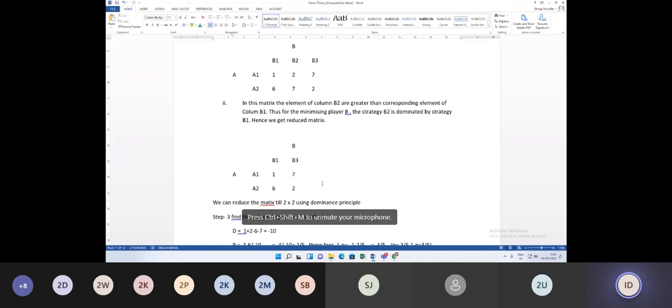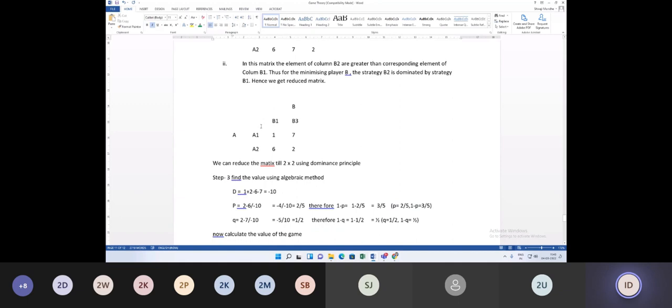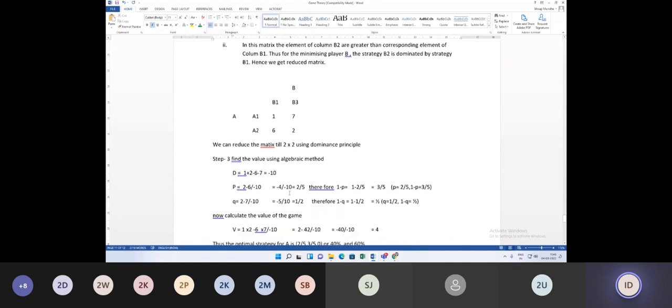Next one. So the resultant matrix will be this one, because this is to be dominated, right? B2 is dominated by B1 because it is minimizing. So this is dominated. So B1, B3 and A1, A2. Now here we can reduce the matrix to 2 by 2 using the dominance principle. And once we reduce the matrix to 2 by 2, the same direct method we have to apply.